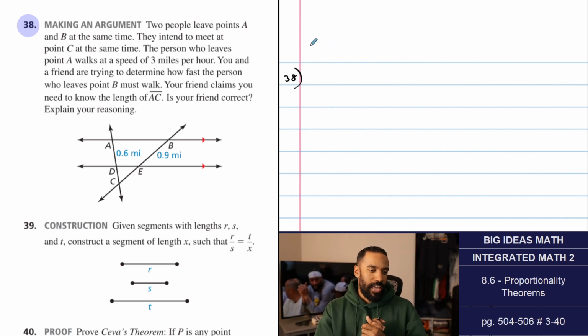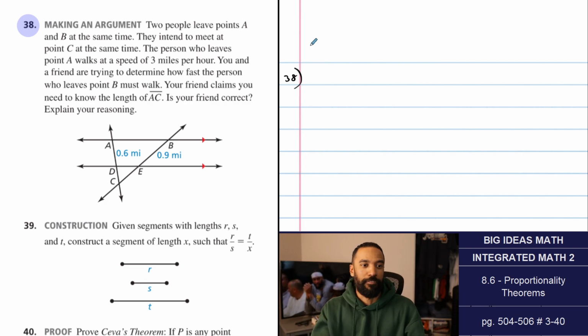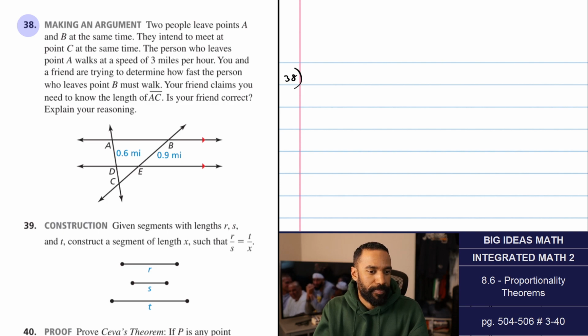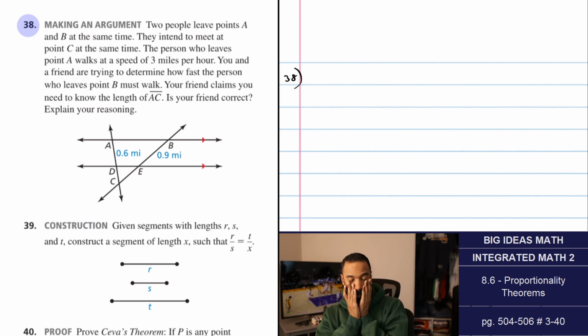Oh, I see construction and a proof. But first, making an argument. 2 people leave points A and B at the same time. They intend to meet at point C at the same time. The person who leaves point A walks at a speed of 3 miles per hour. You and a friend are trying to determine how fast the person who leaves point B must walk. Your friend claims you need to know the length of segment AC. Is your friend correct? Explain your reasoning.